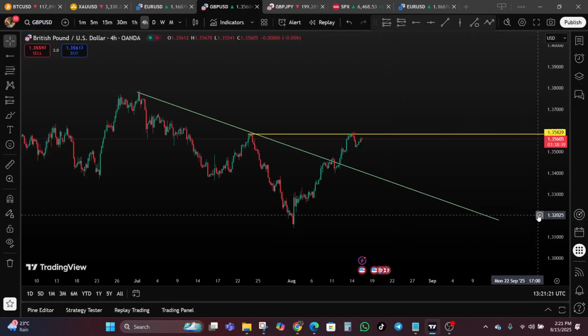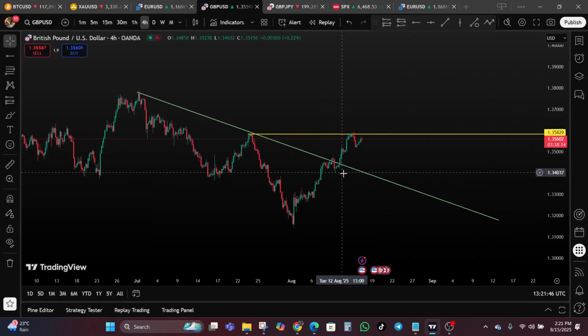Now, these divergences happen because institutional traders and market makers manage liquidity differently across correlated assets. So when one market pushes higher to sweep liquidity while another stalls, it often reveals the true underlying market intent. Think of it as seeing behind the curtain. While retail traders react to one chart, SMT divergences let you compare the real story across multiple instruments.